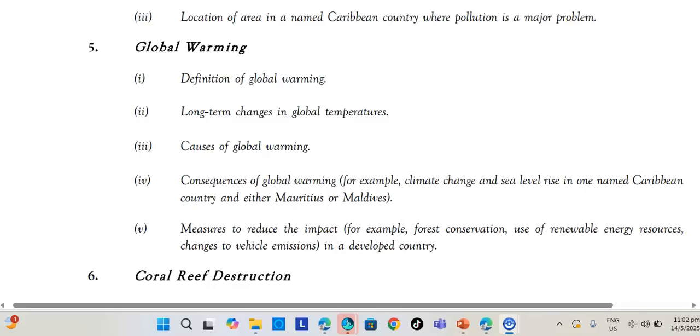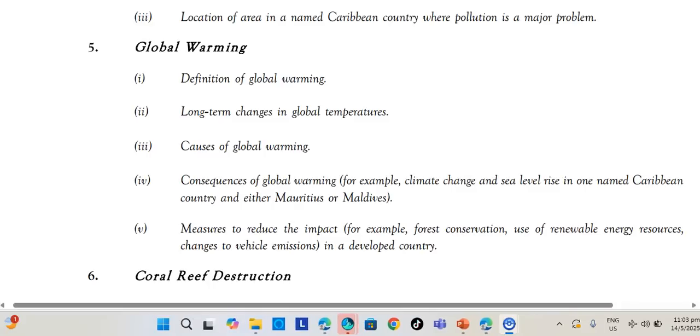Causes of global warming: burning fossil fuels from factories and cars; deforestation, cutting down forests, reduces the Earth's ability to absorb CO2. Industrial activities release greenhouse gases into the air; agriculture, livestock, and rice farming release methane gas; waste, rotting garbage in landfills releases greenhouse gases.